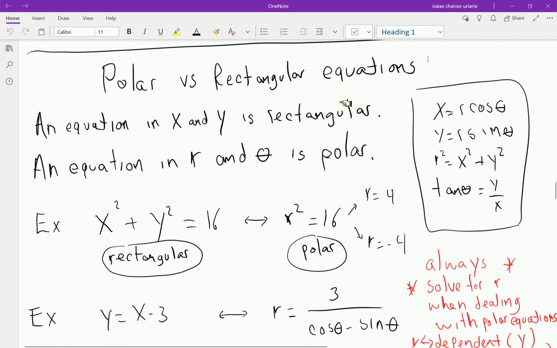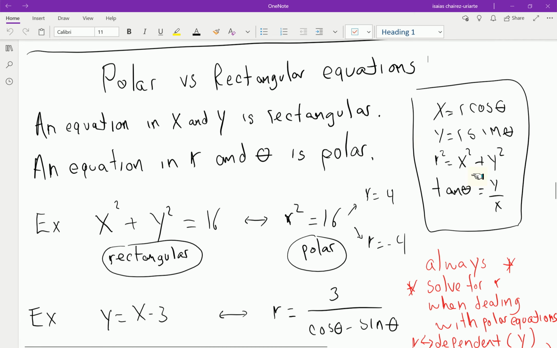Alright, so polar versus rectangular equations. If you have an equation that deals with x and y, then that's rectangular, whereas if you have an equation in r and theta, then you're dealing with something polar. I wrote down our 4 little equations that allow us to translate between polar and rectangular over here on the margin. x equals r cosine theta, y equals r sine theta, r squared equals x squared plus y squared, and tangent theta equals y over x. I'm going to keep this as reference because we're going to be using them.